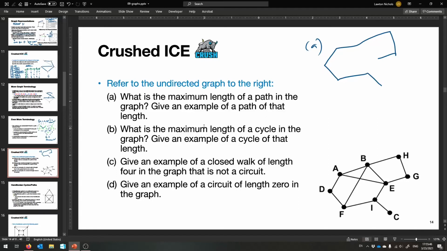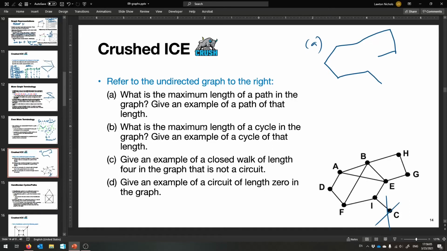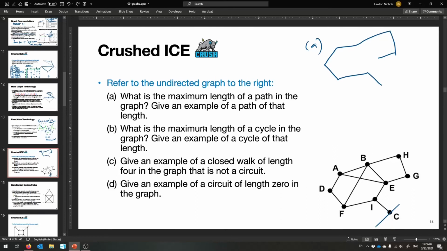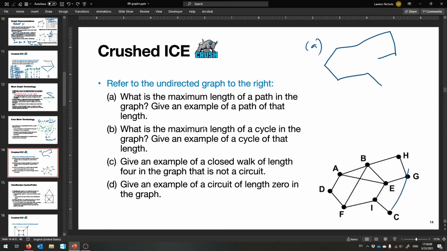What's the maximum length of a cycle in the graph? So the issue is we can't use everybody. We can't give every vertex a part in the cycle because C will not work. We can't like go and come back because we can't use the same edge in a cycle. Yeah. So we're unable to add C to any particular cycle that we have because there's no way to get out of C a different way. Hopefully that makes sense. But the biggest cycle then would therefore be these guys.